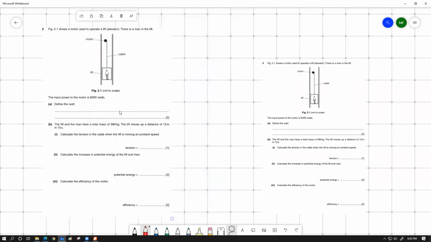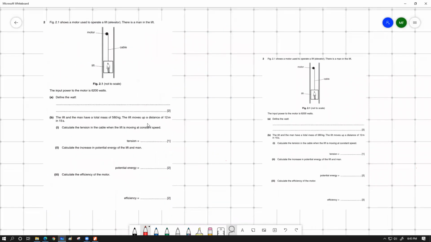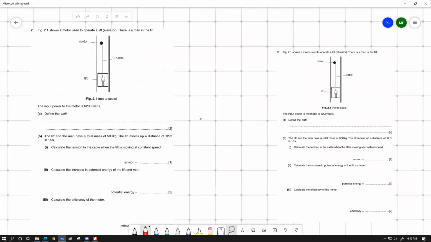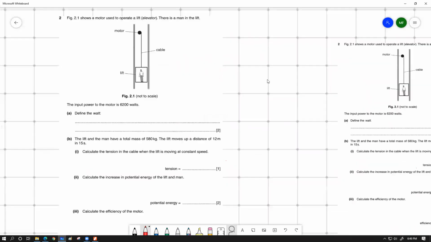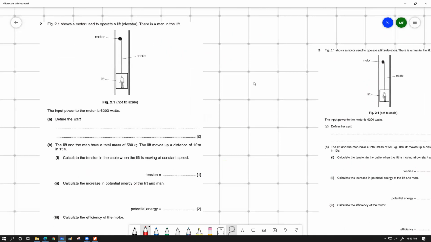আচ্ছা, আমি জাস্ট প্র্যাকটিস। আচ্ছা ঠিক আছে, আমার কোশ্চেনটা দেখি এখন। তোমরা তো আমার থেকে অনেক ভালো বুঝছো, তোমরা আমাকে হেল্প করবা। Figure 2.1 shows a motor used to operate a lift elevator. There is a man in the lift. The input power to the motor is 6200 watts. Define the watt. So that's the definition.